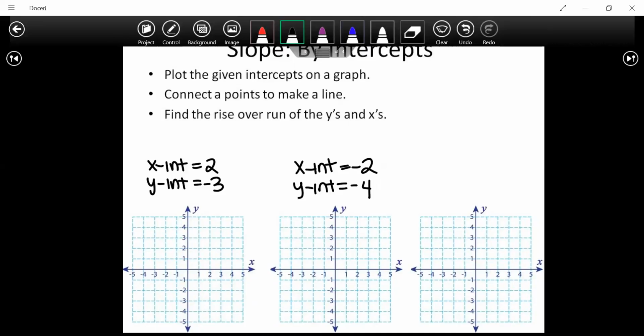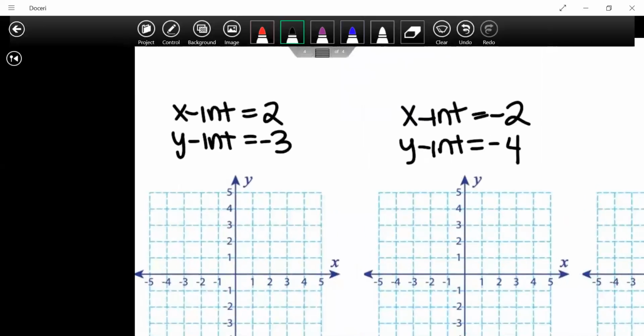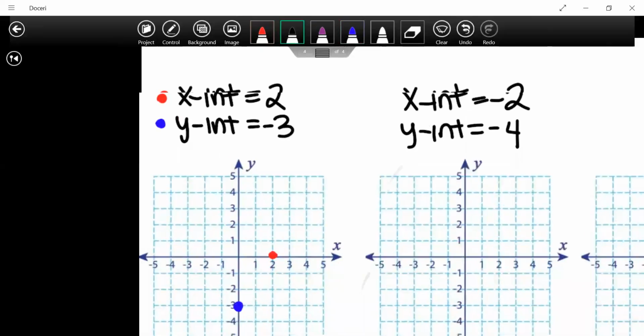What we're going to do is plot our points, create a line, and find the slope. X-intercept at 2, left to right at 2. Our y will be up, down by -3. So I have my 2 points. Those are intercepts. They cross our axis. I'm going to create a line through them.